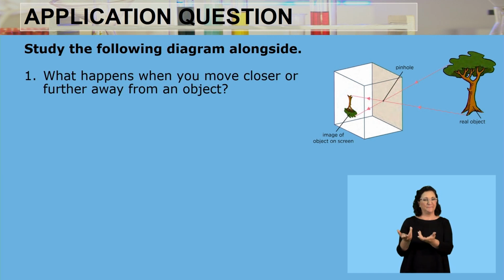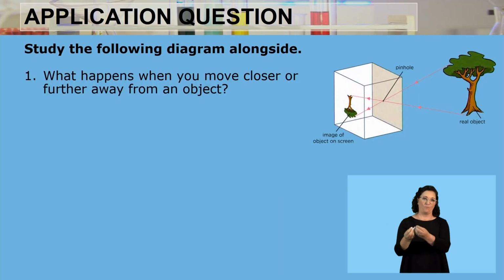So remember, when you're moving closer to an object, that object will appear bigger and bigger and bigger. But if you move away from an object, the object is going to appear smaller and smaller and smaller. So why is that happening? It is because of the light that is being reflected off the object. So what happens when you move closer?